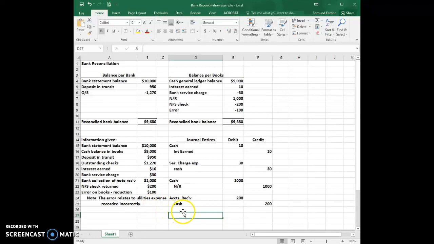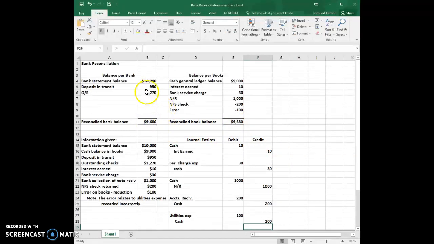And the final entry we have is for the error, and since it relates to utilities expense and it's a reduction, we did not record enough expense earlier, nor did we deduct enough from our cash account. So utilities expense is the debit, and let's see, I need to correct that spelling there. I got an extra column there. All right, utilities expense, the dollar amount is $100. And now let's credit cash, 100. So after all these entries are posted to the cash account in the general ledger, then our cash balance will be $9,680, and that's the reconciled balance.